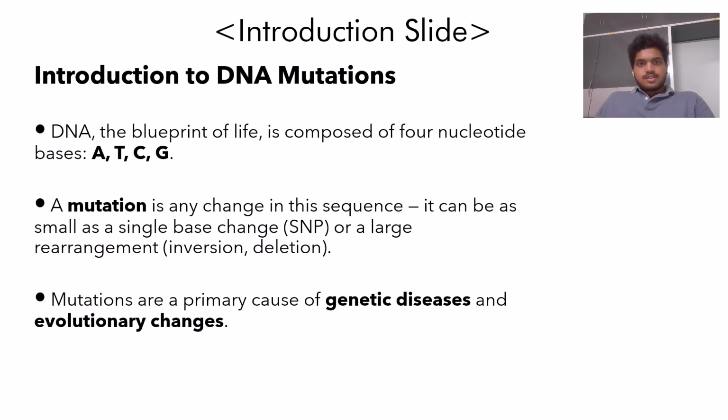To start with the basics, DNA is made of four letters named A, T, C, and G. A mutation just means something in that sequence has changed. It could be a tiny one like a single base or something bigger like a whole chunk being flipped or deleted. These changes can lead to diseases or sometimes just make us all a little different. So figuring out where and how DNA mutates is super important, especially in medicine and research.